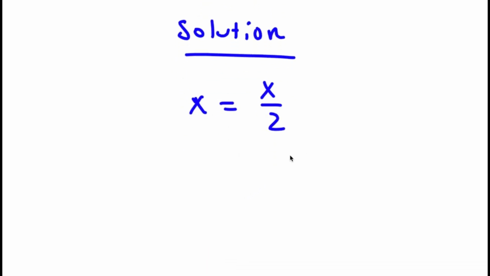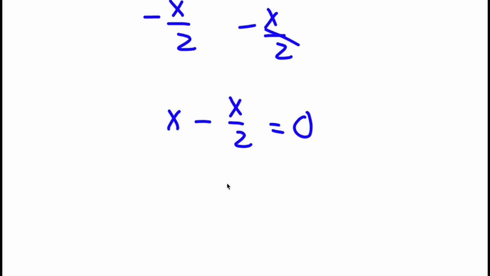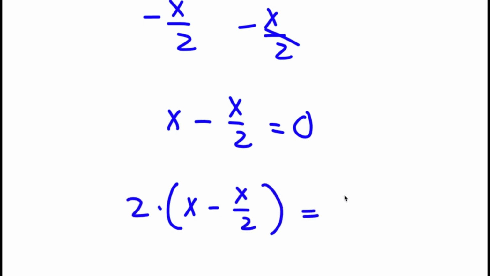Now, I'm actually going to subtract x over 2 on both sides. So then, these two x over 2's cancel out, and now I'll be left with x minus x over 2 is equal to 0. Now, I'm going to multiply both sides by 2. So now I have x minus x over 2 times 2 is equal to 2 times 0.